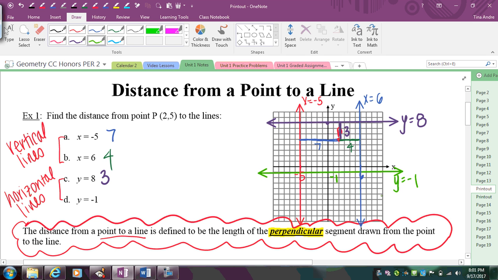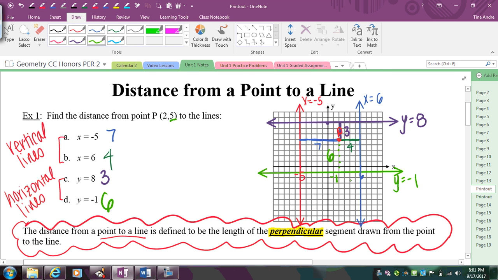So then the distance from point P to there, you're measuring, so 1, 2, 3, 4, 5, 6. So that's going to be 6. And for this case, you would compare the y value, since you're looking at y equals, and you see that there's a distance of 6.